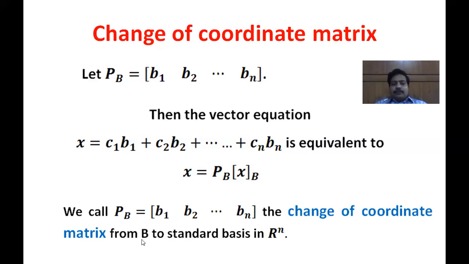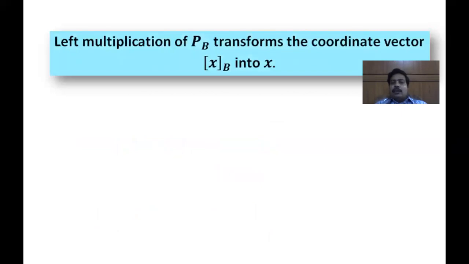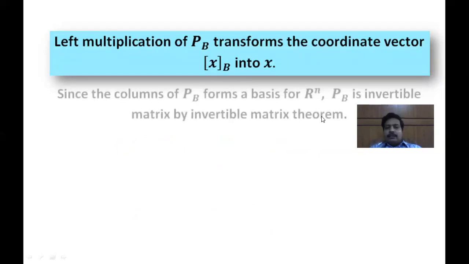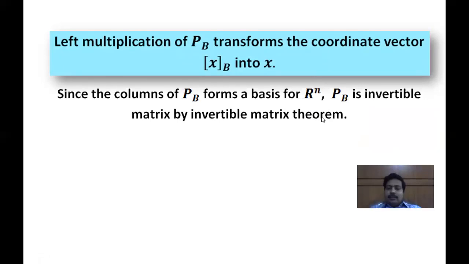So this converts from B to the standard basis in Rn. This is called PB, the change of coordinate matrix from B to the standard basis in Rn. Left multiplication by PB transforms the coordinate vector XB into X. So if you multiply PB and XB, you will get the vector x. Since the columns of PB form a basis for Rn, PB is invertible by the invertible matrix theorem. Whenever the columns of a matrix form a basis, we have seen the invertible matrix theorem, in which several statements are equivalent.